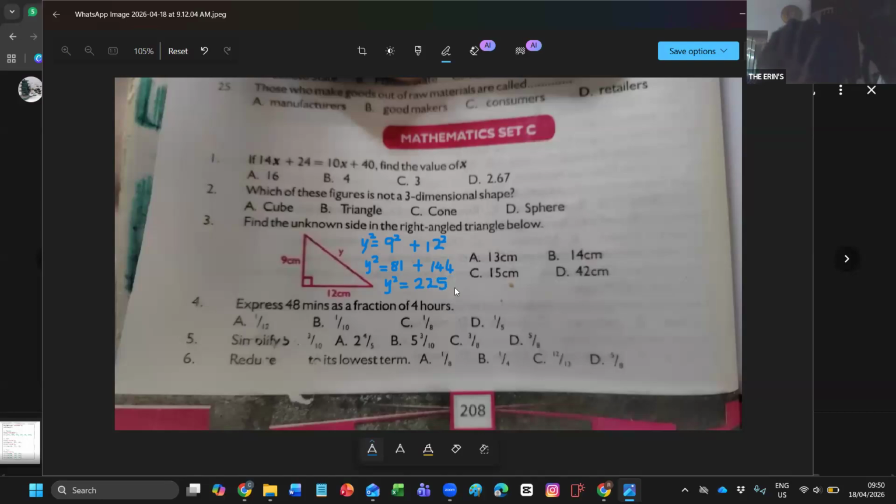y square plus 12 square. y square equals 18. y square equals. Therefore y equals square root of 225 equals 15 centimeters. So that is done. Okay, so I think this one is fine.